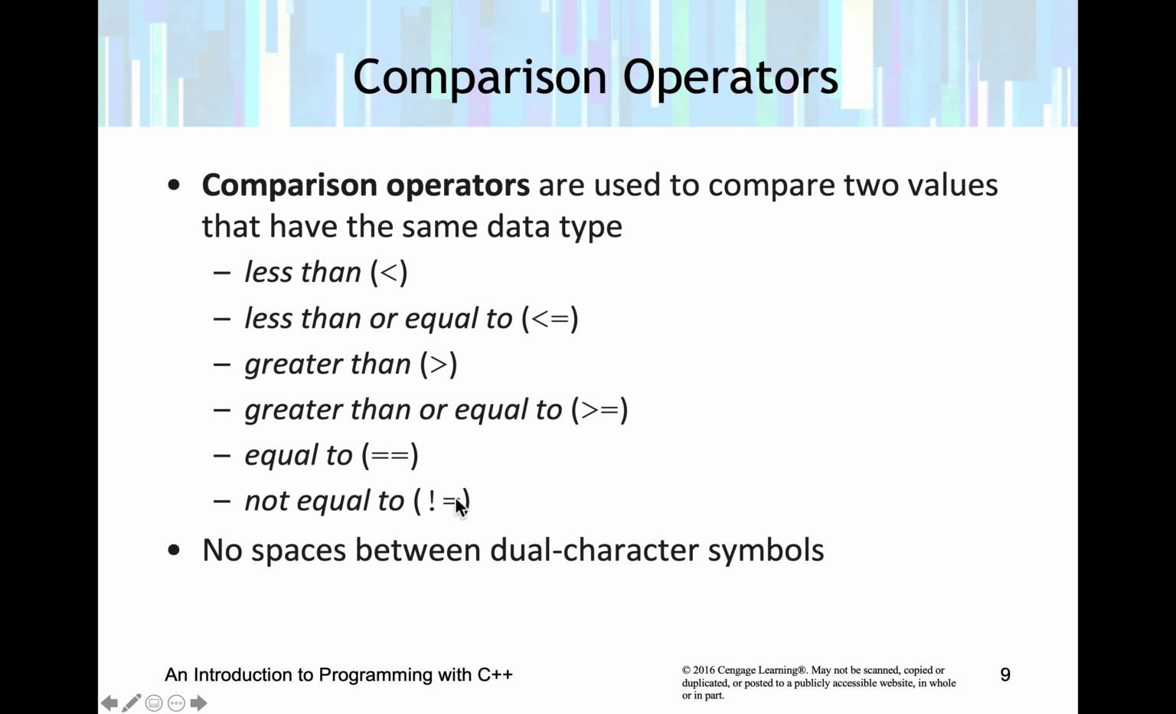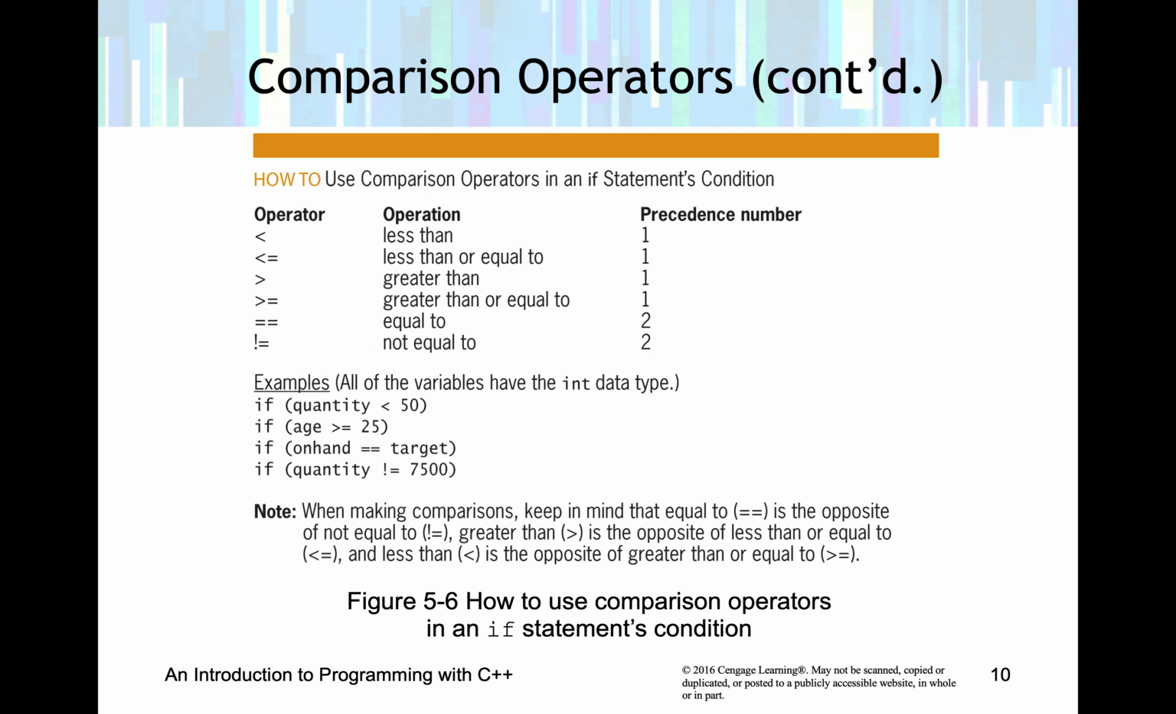Exclamation point with an equal sign beside it, no space, means not equal to. Exclamation point means not in C++ and Java too. So not equal to. So maybe you want to say, if the letter is not equal to a P, because you were expecting a P, then ask them to enter the letter again. Okay.